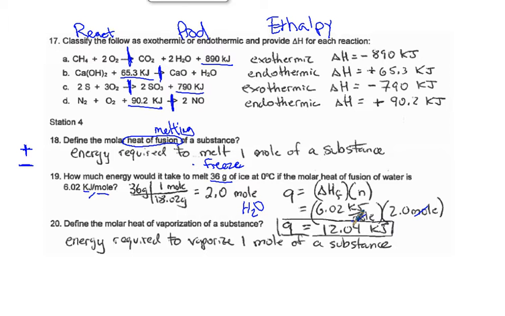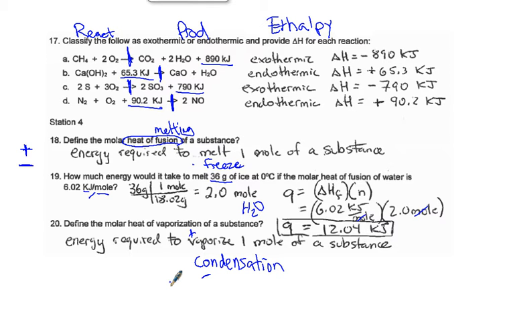And then number 20. Define the molar heat of vaporization for a substance. Molar heat of vaporization, similar to molar heat of fusion, is the amount of energy required to vaporize a mole of substance. What is the opposite of vaporization? I can hear you thinking. It is condensation. So you could also say molar heat of condensation. It is the exact same amount of energy, just with the opposite sign value. So vaporization is positive. You have to put energy in to vaporize it. Condensation is negative. You have to take energy out of the particles.